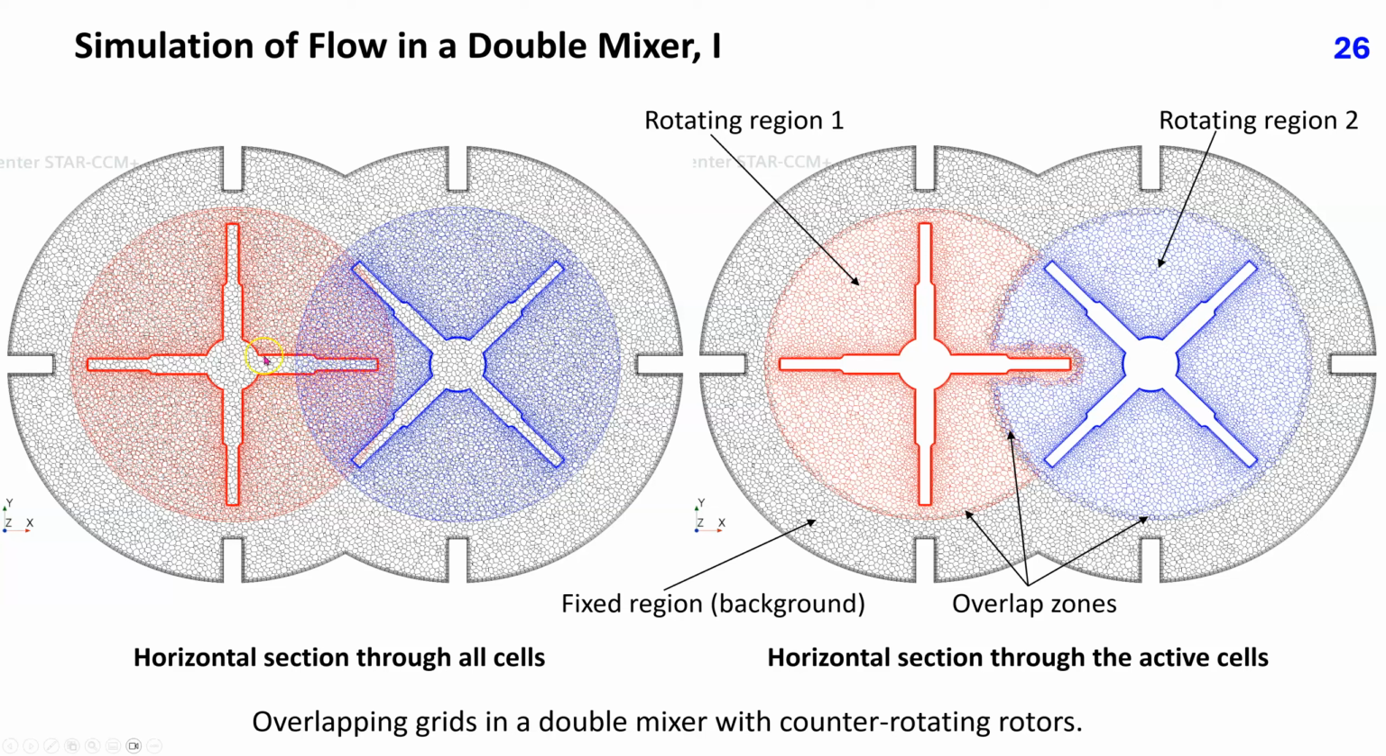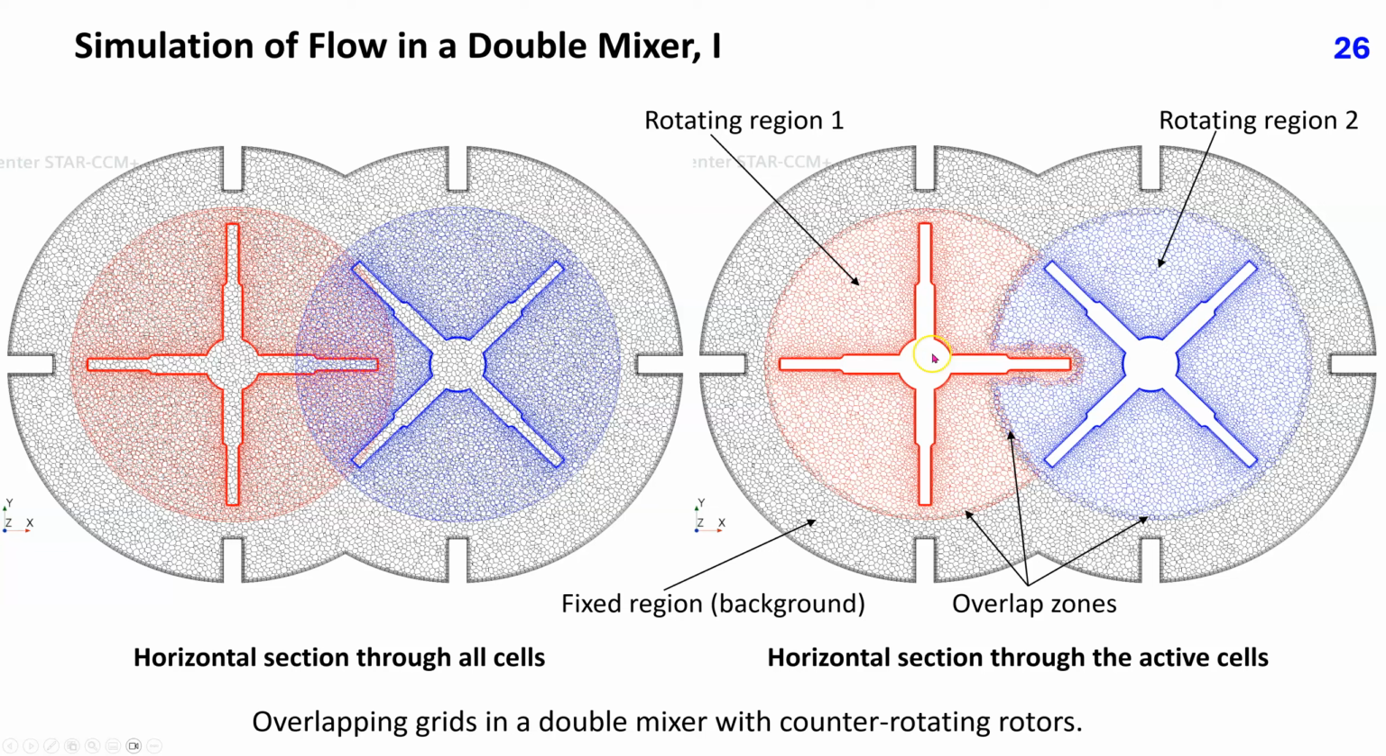The left figure shows a section through all grids prior to the start of simulation. The background grid, black lines, is generated for the empty vessel without impellers. For each impeller, a polyhedral grid with prism layers and local refinement at walls is generated. Red grid for the left impeller and blue grid for the right impeller.